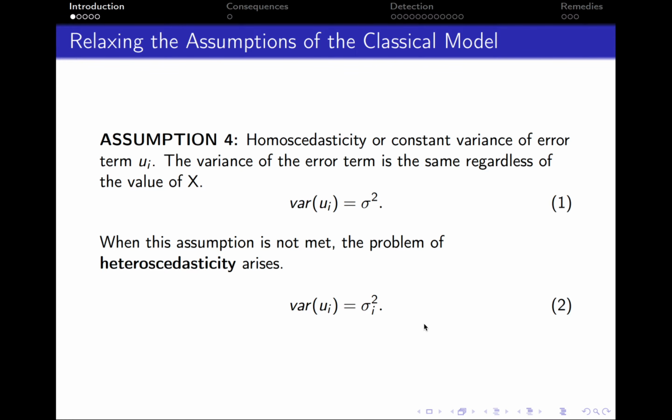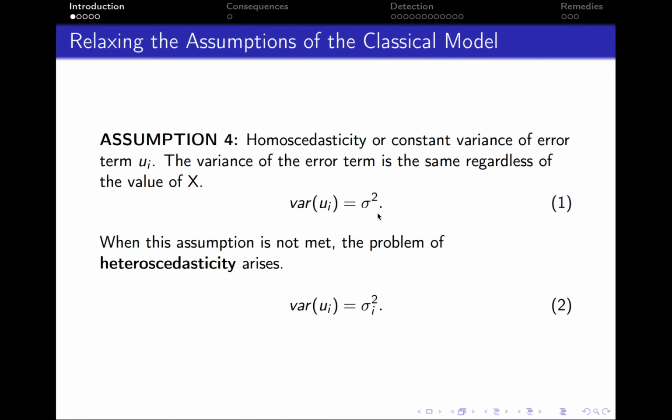When we relax another assumption of the classical linear regression model, the problem of heteroscedasticity arises. So let's see what this assumption is. It sounds the following: homoscedasticity, or constant variance of the error term. The variance of the error term is the same regardless of the value of x. And here you can see the notation. The variance of the error term is equal to sigma squared, and it is constant, so it is the same for all the values of x.